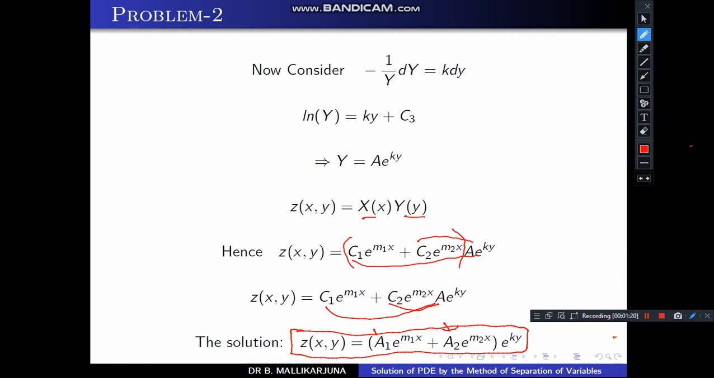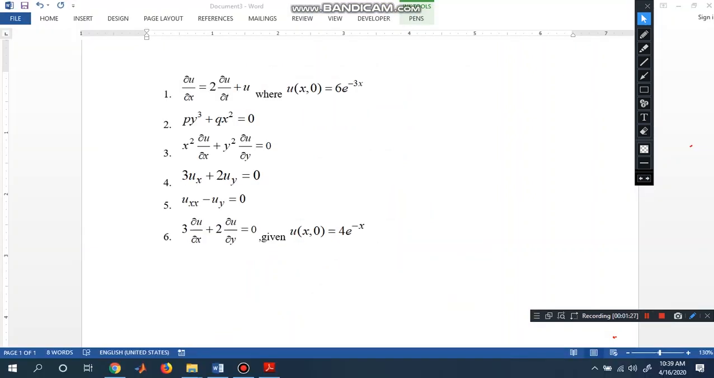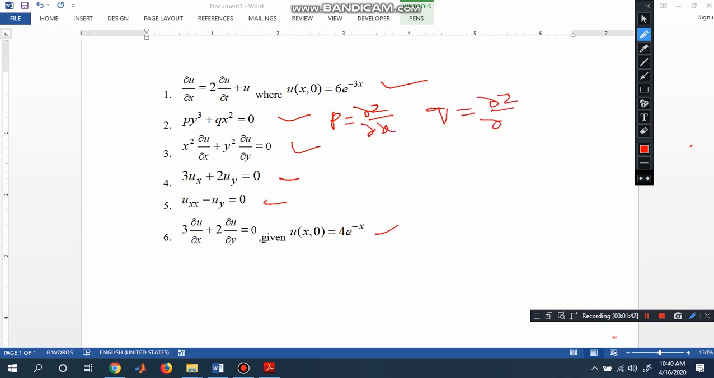Now I will give some examples you can practice. So these are some examples, you can practice these problems. Here p is nothing but dou z by dou x and q is nothing but dou z by dou y.